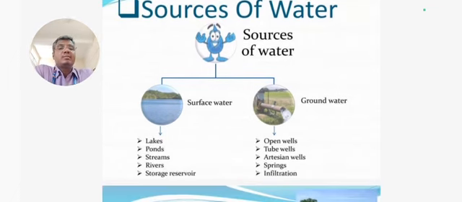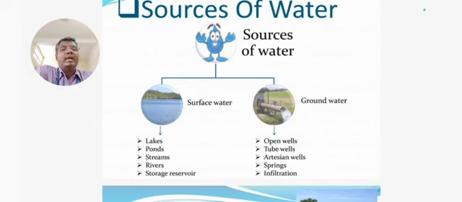So the examples for the surface water are... what is surface water? Surface water is nothing but the water which is on the surface of the earth. And what is groundwater? Groundwater is nothing but the water which is present below the ground or beneath the ground.